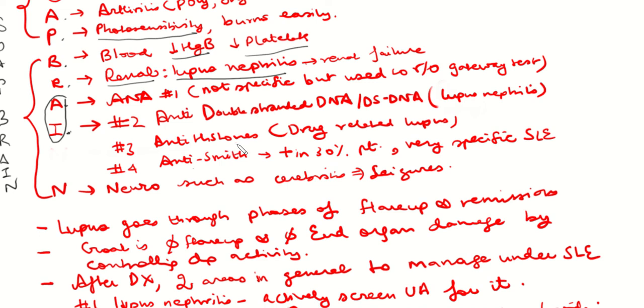And then there's two other tests to remember. Antihistone, which when positive shows drug-related lupus, and then anti-double-stranded DNA or dsDNA, anti-dsDNA antibody, which is associated with lupus nephritis. Okay, so that's ANA, and immune tests, and that's the only four that I would know for lupus. And then N would be neurosymptoms such as seizures, and they count towards the diagnosis of lupus.